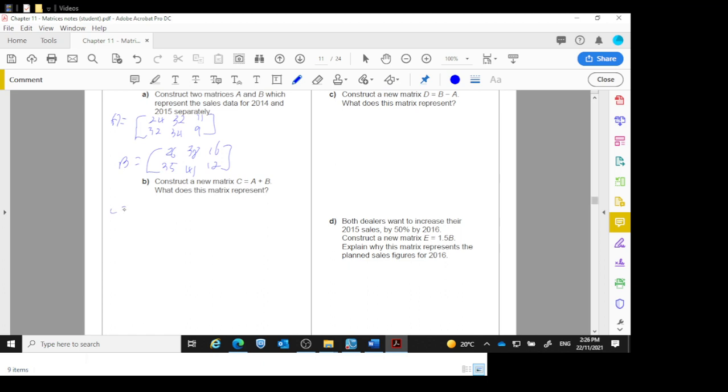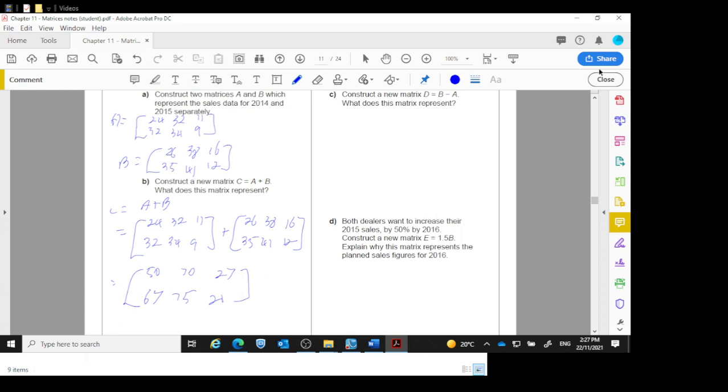Okay, so what does this matrix represent? Well, let's do it first, A plus B. So we're adding the two matrices together, 24, 32, 11, 32, 34, and 9, plus 26, 38, 16, 35, 41, and 12. Remember, we add the same positions together. So when I do this, 24 plus 26 gives me 50. It's 70, 27, 65, 67, 75, and 21. What does this represent?